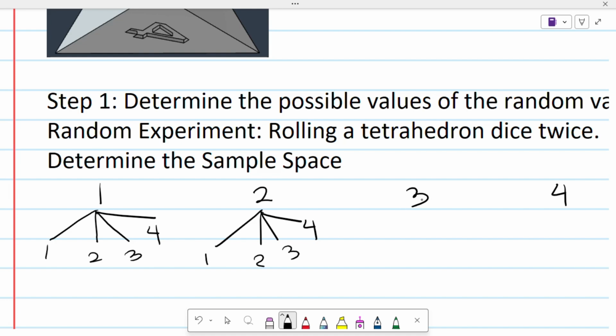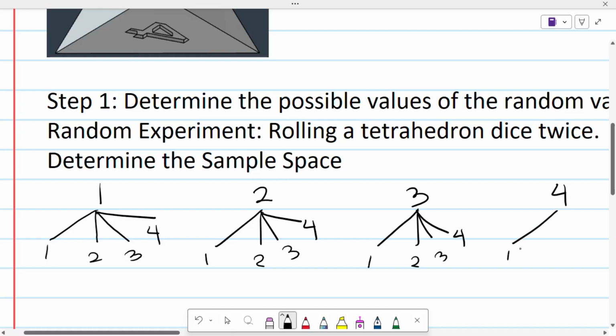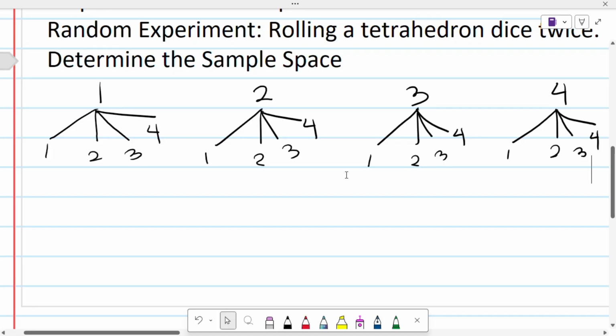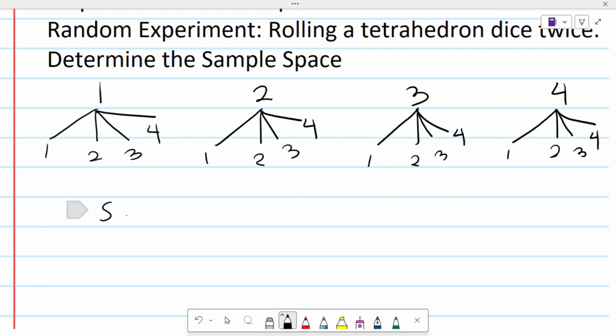Suppose that 3 is the outcome for the first rolling of the die. The second outcome is either 1, 2, 3, or 4. Suppose that our first outcome is 4. The second outcome when we roll the die for the second time is either 1, 2, 3, or 4. So basing on this tree diagram, we are going to have 16 possible outcomes. And we write it below. So we write here the sample space.